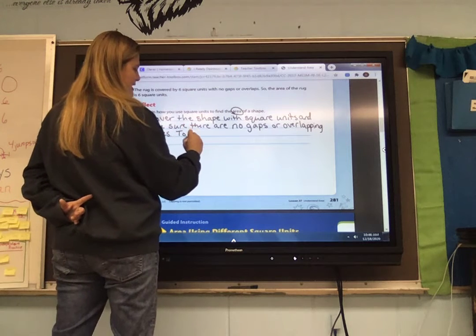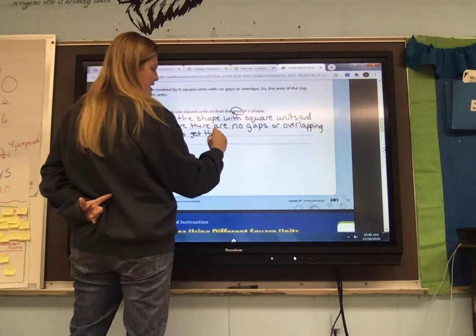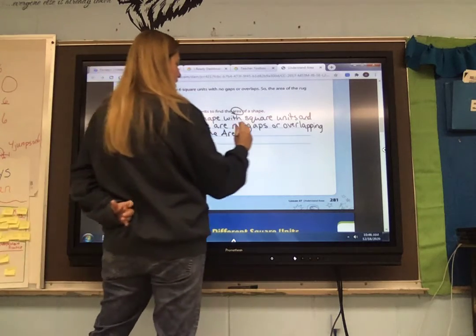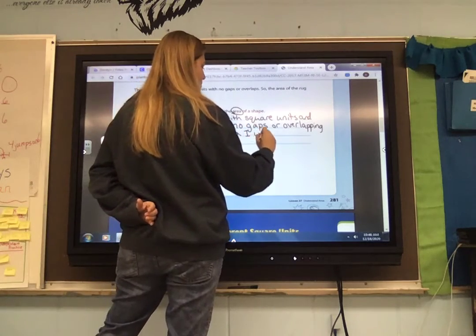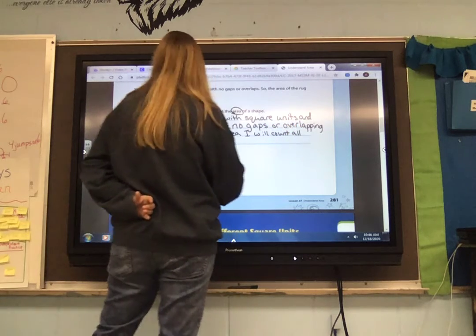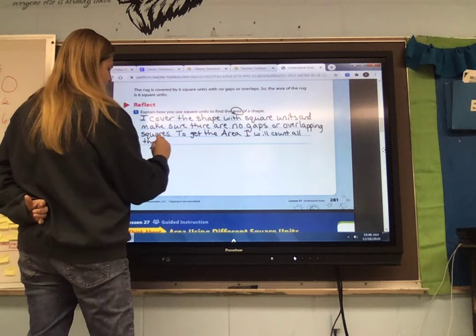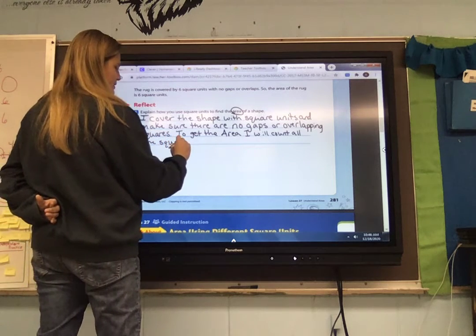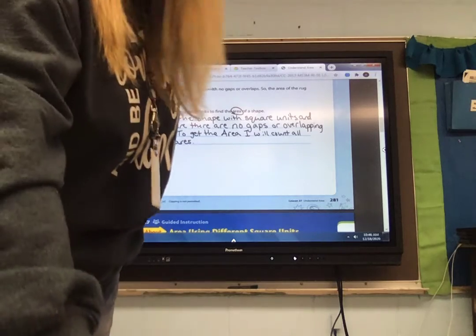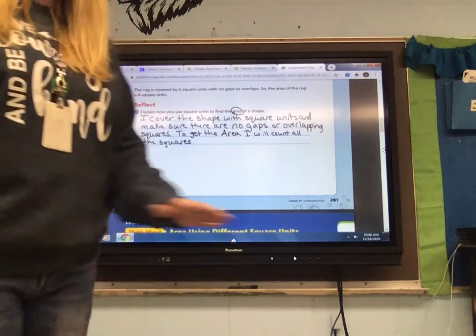To get the area, and I'm going to capitalize area because I want it to stand out. To get the area, I will count all the squares. And that's how you find area when you have the square units or your grid that covers your shape.